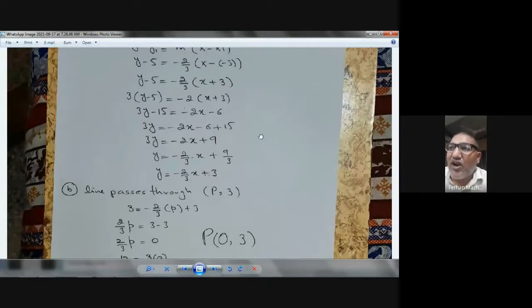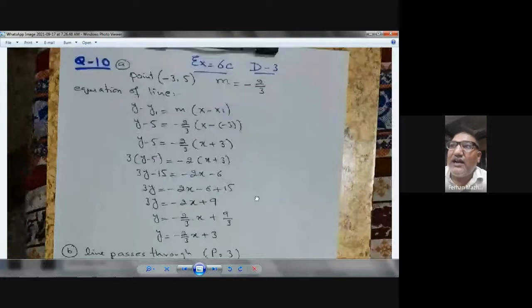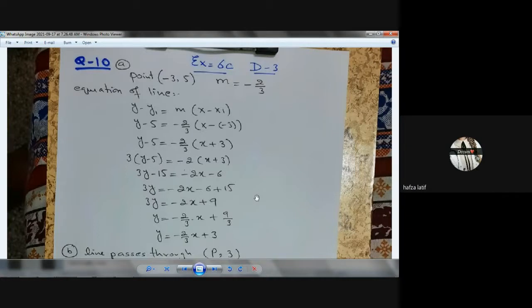So this is how you will make the equation of this line. A point was given through which the line was passing, and the gradient of the line was given as minus 2 by 3. And this is how we found that equation. Hopefully, you understand it. Do you understand it? Yes, sir. Okay.